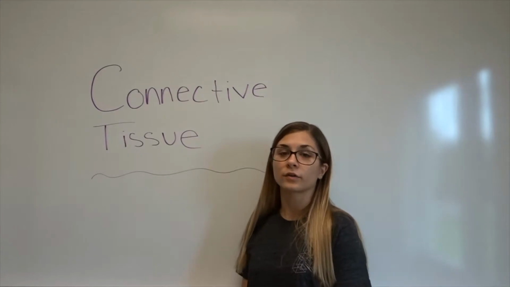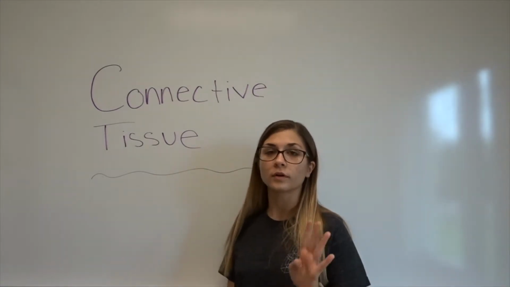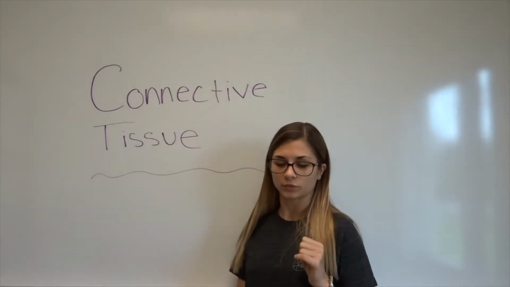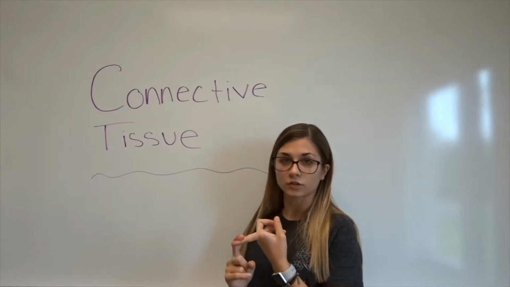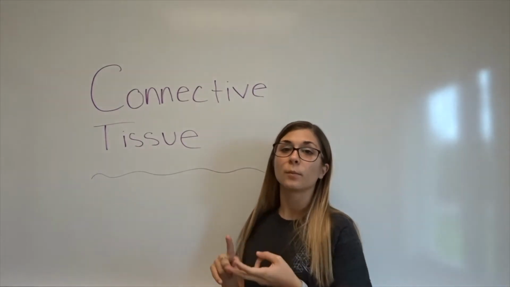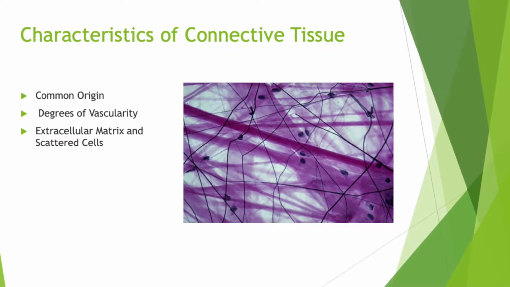The second category we are going to be talking about is connective tissue. There are four main categories of connective tissue. Connective tissue proper, which contains fat and fibrous tissues of ligaments, cartilage, bone, and blood. Connective tissues all have common characteristics.